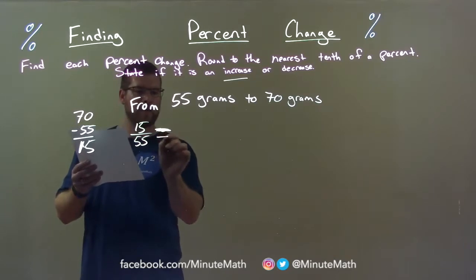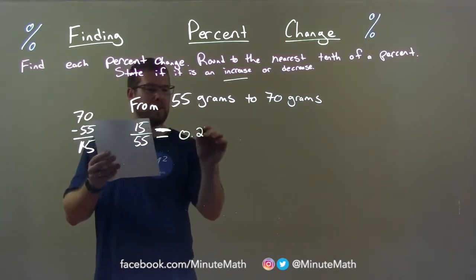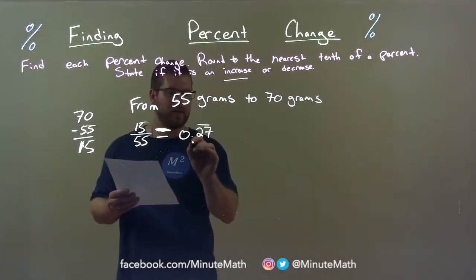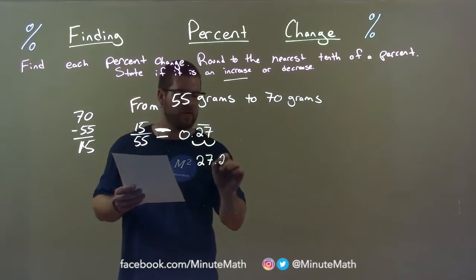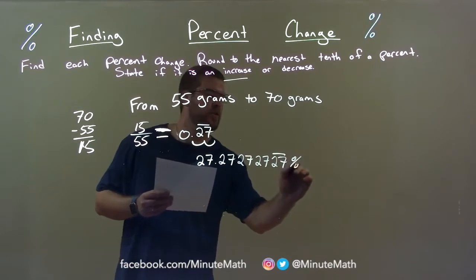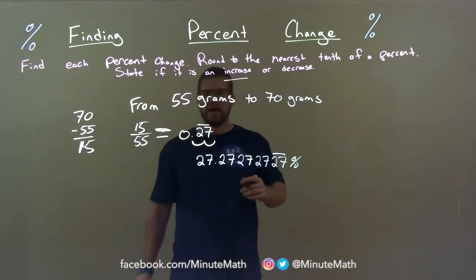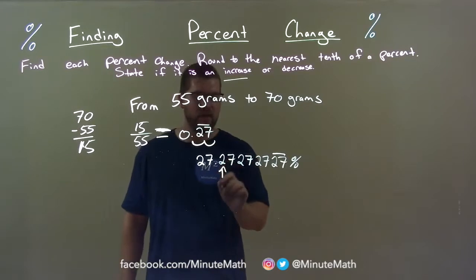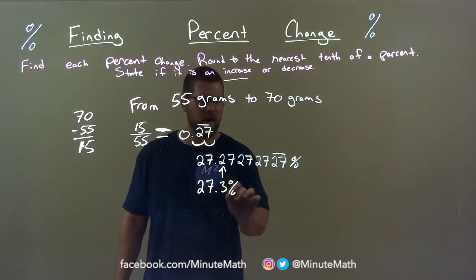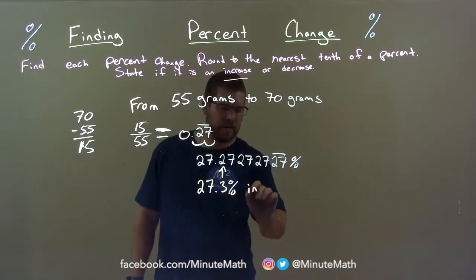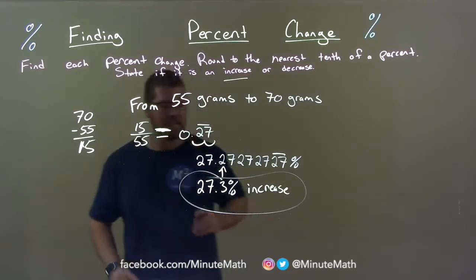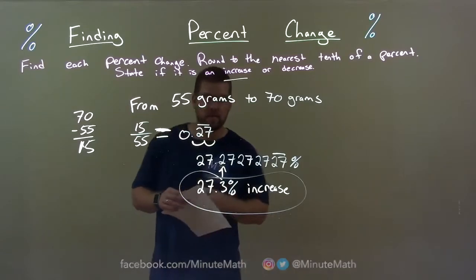Well, no, approximate actually. Exactly 0.27. The 27 is repeating forever. All right, that as a percent. Decimal place, 2 spots to the right, 27.2727. You get the picture. Percent. Got to round that to the nearest tenth. Look at the 2. 7 causes 2 to go up by 1, 27.3%. We already said it was an increase, folks. And there we have our answer. 27.3% increase.